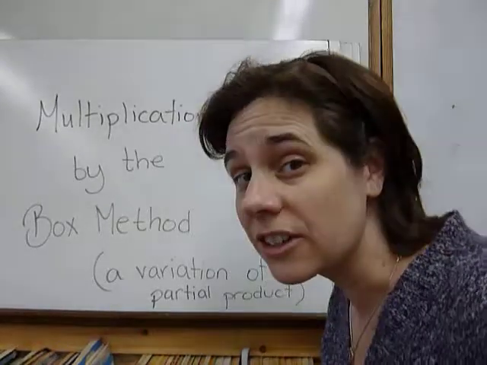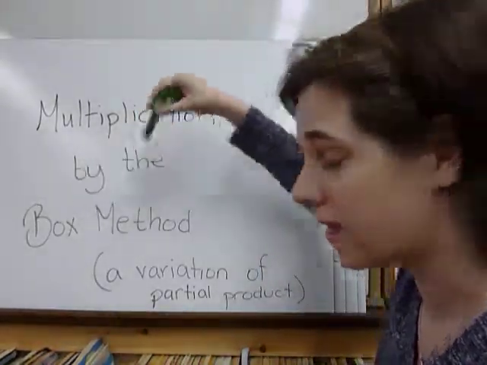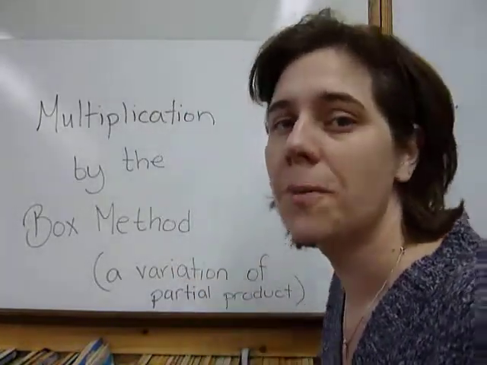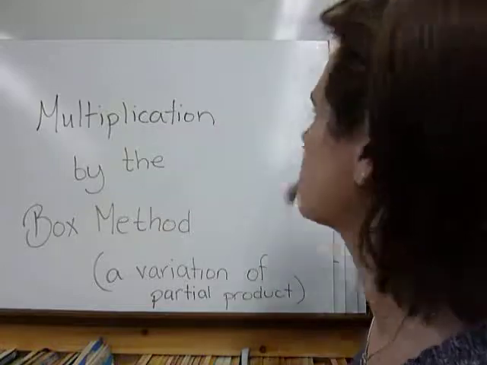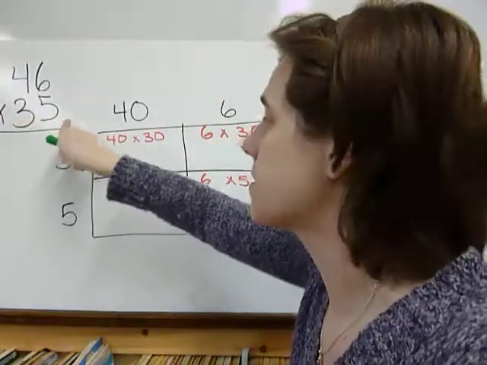Hi, today I'd like to talk to you about a different way to multiply. This is multiplication by the box method. We're going to use a partial product model, but using boxes to organize our thoughts. Let me show you what I mean. Here I have 46 times 35.